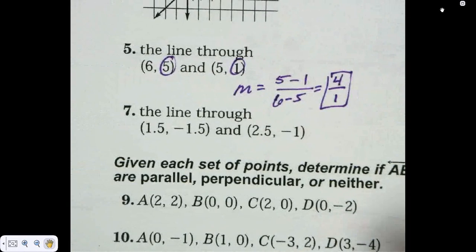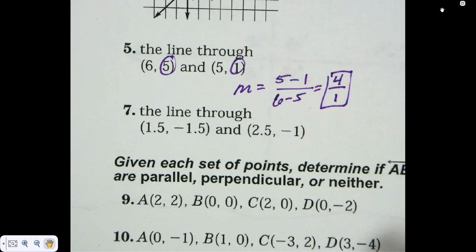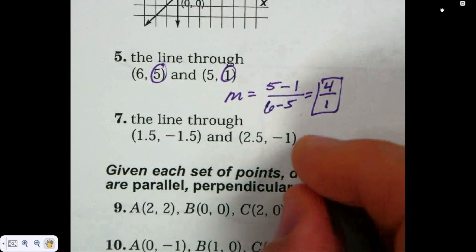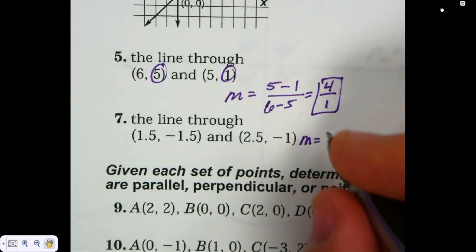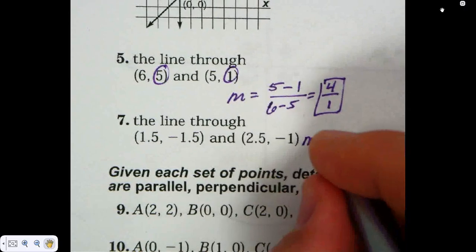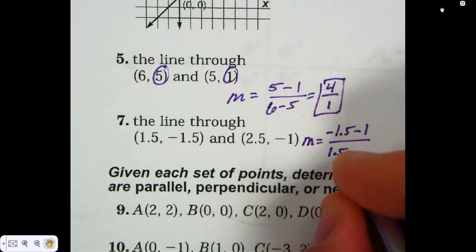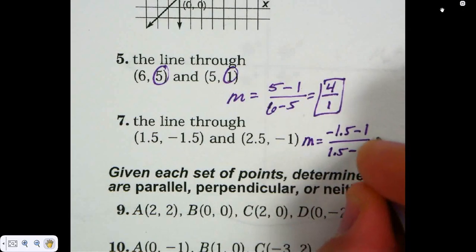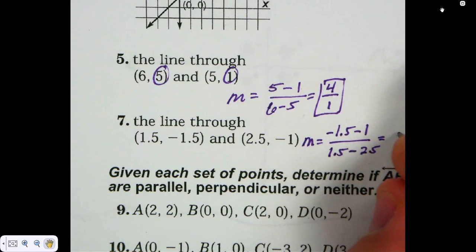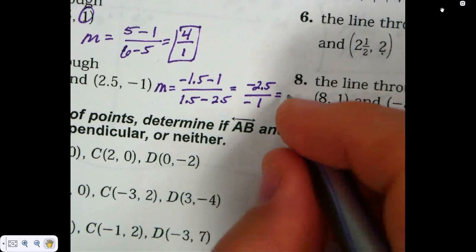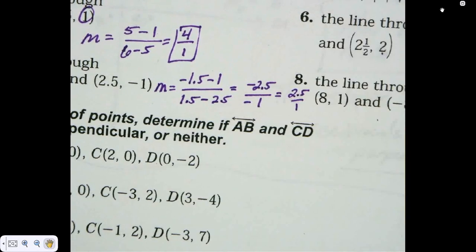On number 7, I guess just leave it as a decimal, because you want rise over run. So here it'd be -1.5 minus 1 over 1.5 minus 2.5. So that leaves you with -2.5 over -1. Now, what's a negative over a negative? Positive. So your slope is 2.5 over 1, or just 2.5.